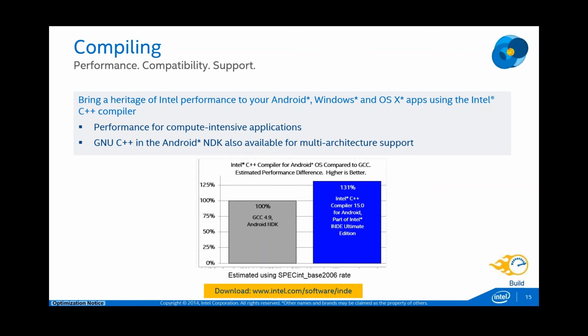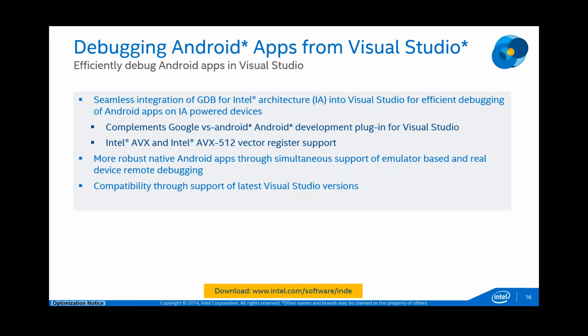So this is the Intel C++ compiler, which will be very helpful with your native applications when you're developing basically in C and C++. When this particular Intel compiler is coupled with various libraries, you will have an extra advantage.